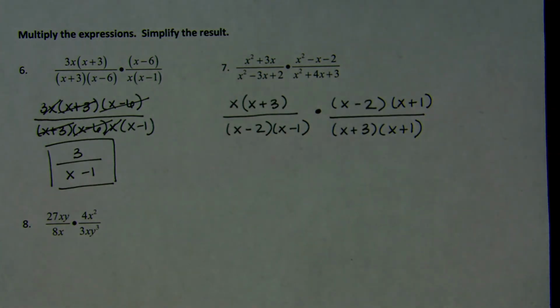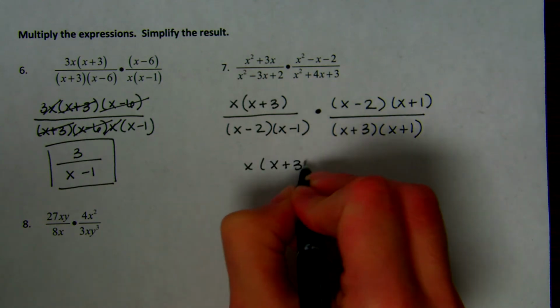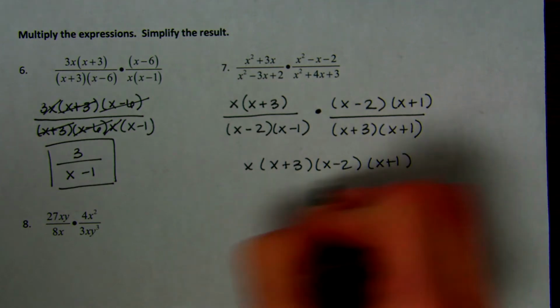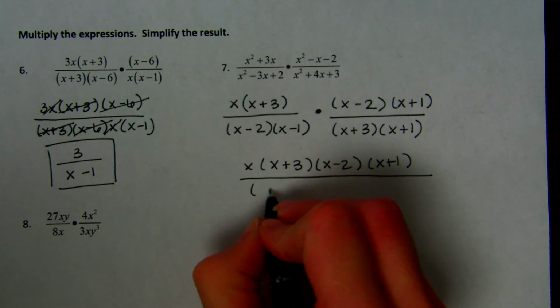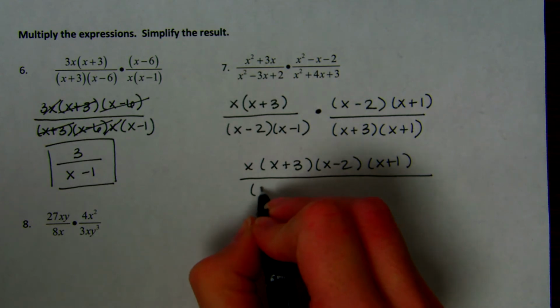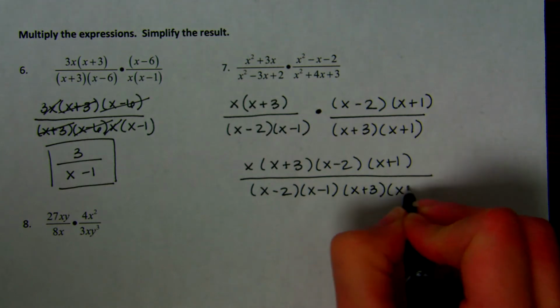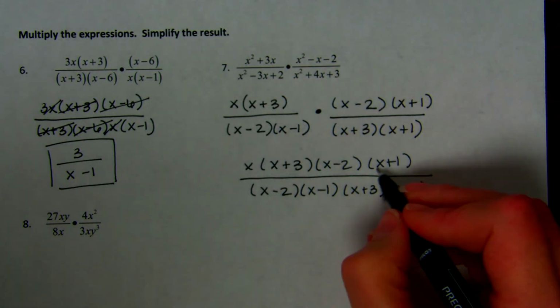And now what I do is I smoosh, so I put them all together. So this is x times x plus 3 times x minus 2 times x plus 1. We just throw it all together in the numerator and then throw everything together in the denominator as well. So x minus 2, x minus 1, x plus 3, and x plus 1. And then we look for common factors, things that are common to the top and bottom.